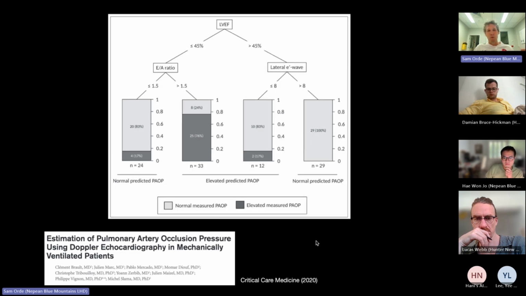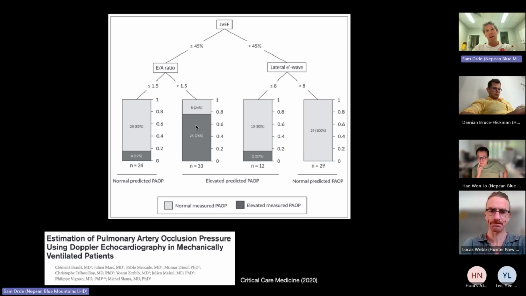What I loved is what they went to do is they actually just tried to then simplify it down in this paper. And they just had this simple thing that said, if your ejection fraction is less than 45%, you look at your E to A ratio. And this had the best way of trying to discriminate between those with elevated pulmonary artery occlusion pressures versus those without. Okay? So if you've got a depressed ejection fraction, you use your E to A ratio greater than 1.5. That's got the best sensitivity and specificity for saying whether someone's got elevated wedge pressure or not.